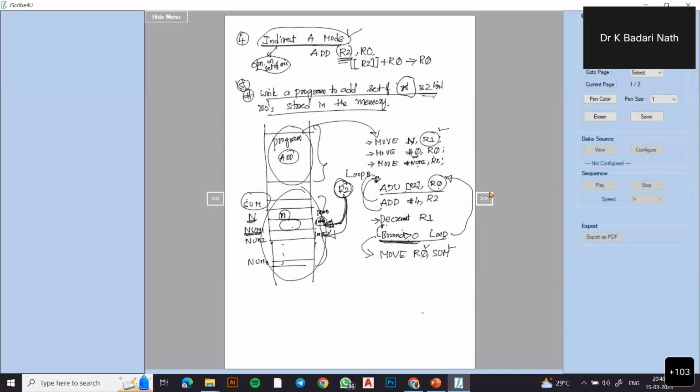What addressing mode is this one? Indirect addressing mode. What addressing mode is this? Register. So what is this? It's an immediate.